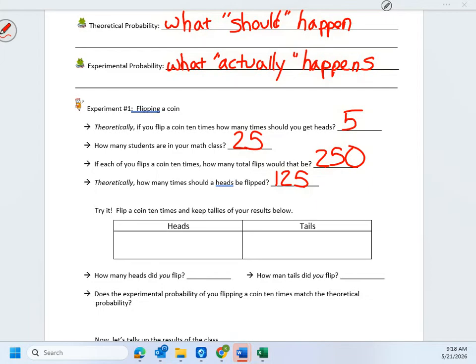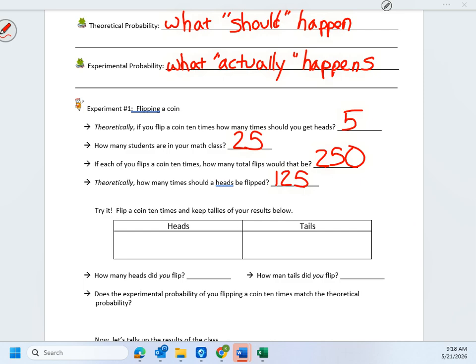That's theoretically. Do you think that's what's going to happen experimentally? No. Probably not, right? Because sometimes you might flip 7 heads out of 10 instead of 5 and 5, right? Theoretically, it should be this. Experimentally, it can be different. Could you flip 5 heads and 5 tails? Yeah. Is every person in the class going to do that? Probably not. Same thing with flipping a coin.